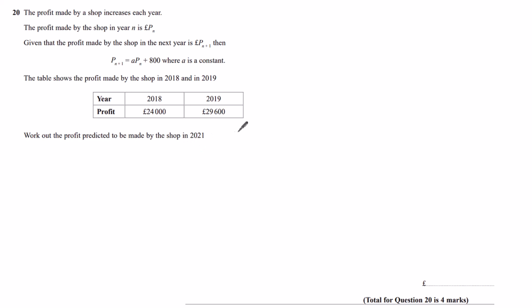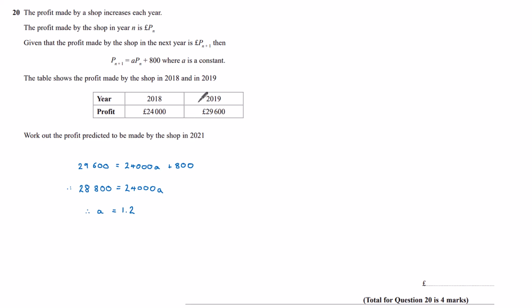Well, in order to find the profit in 2021, I need this value A. And so I can use the values in this table to calculate A, because the profit in the next year, which if I take to be 2019 as 29,600, is equal to A times the profit of the year before, which is 24,000, plus 800. Subtracting 800 from both sides gives me that 24,000A is equal to 28,800, and then dividing by 24,000, I get an A value of 1.2.